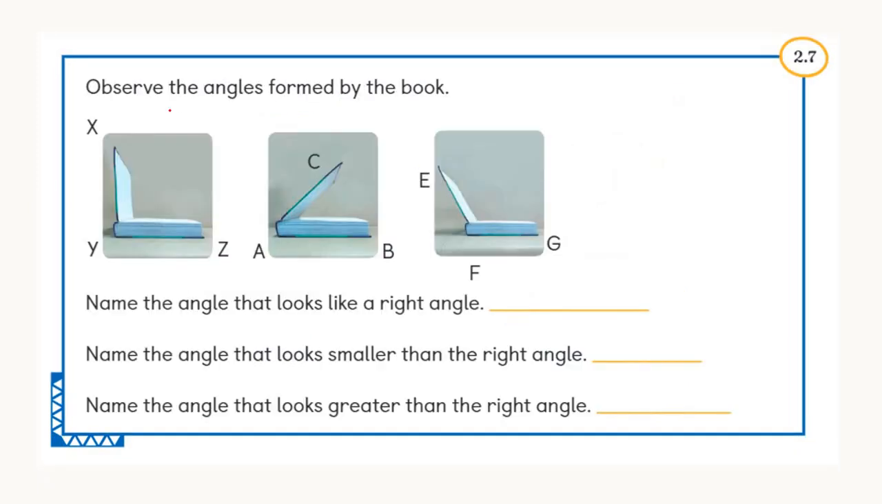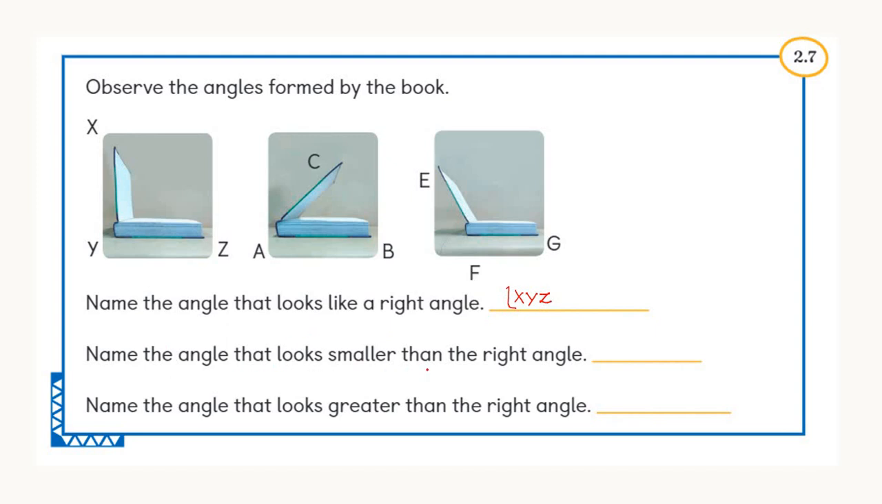Next, observe the angles formed by the book. Here three types of angles are there. Name the angle that looks like a right angle. Which angle looks like a right angle? Yes, this one, because it measures exactly 90 degrees. And what is the angle name? Angle XYZ.